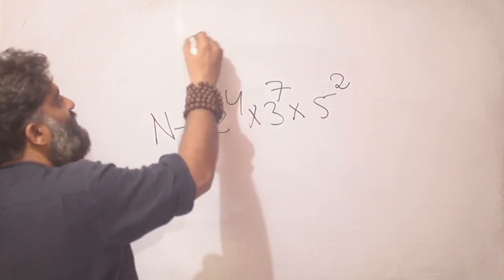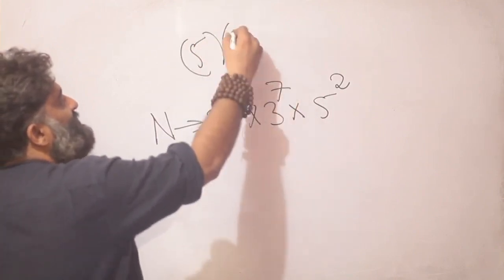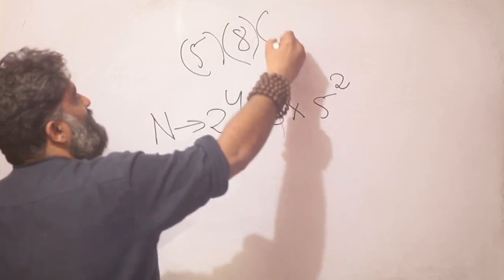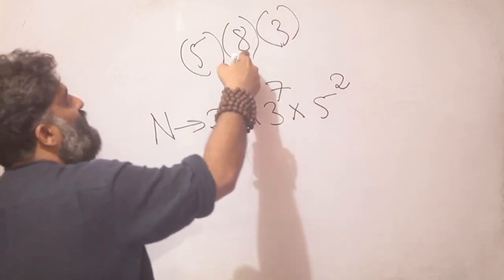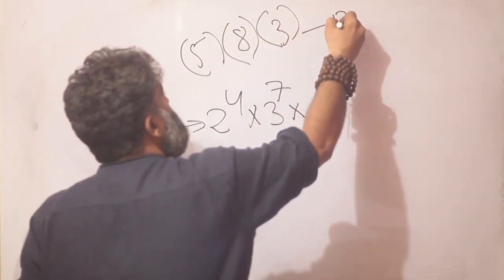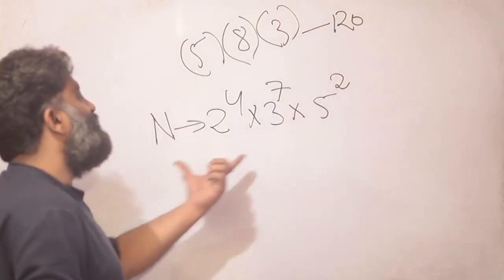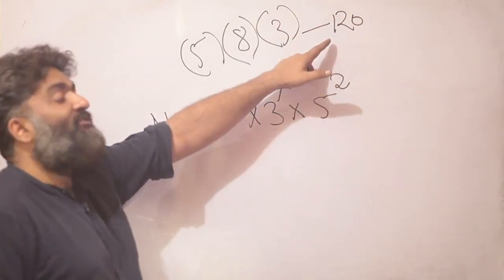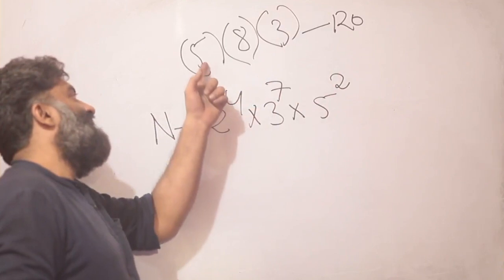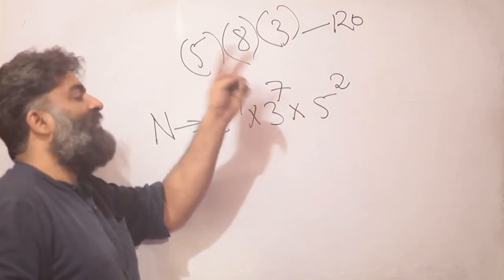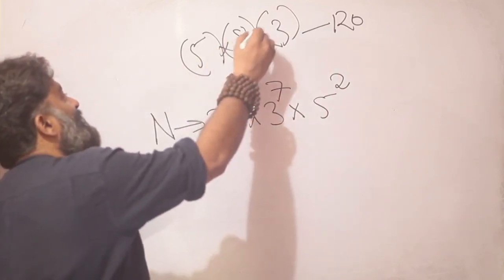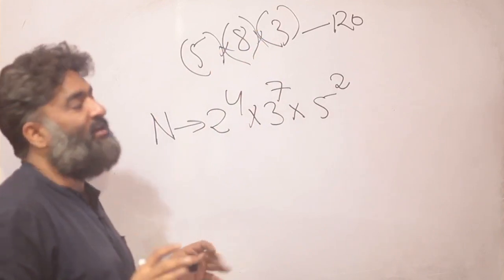4 plus 1 is 5, 7 plus 1 is 8 and 2 plus 1 is 3. 5 into 8 is 40, into 3 is 120. So when I look at this number, I know I'm going to have 120 factors. Why is this 5? Why is this 8? Why is the logic? Why am I multiplying? Everything should be done and clear by now.